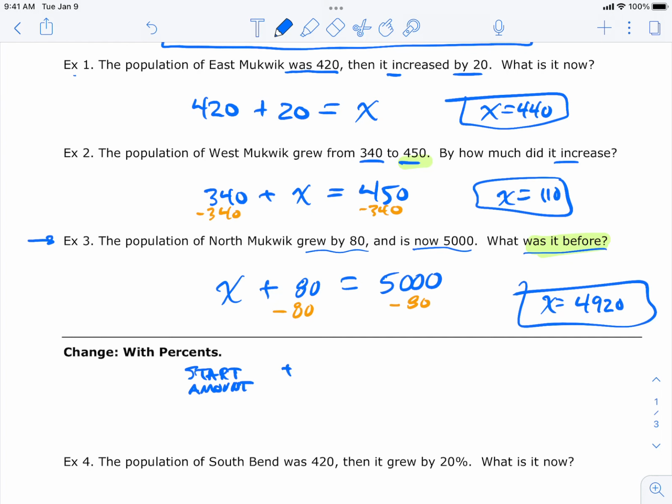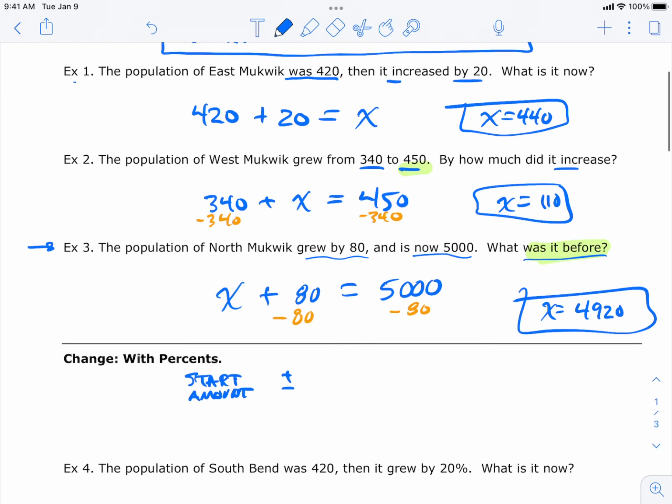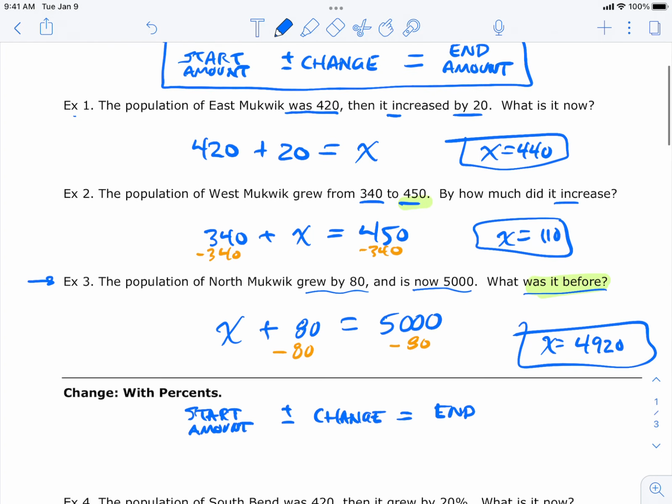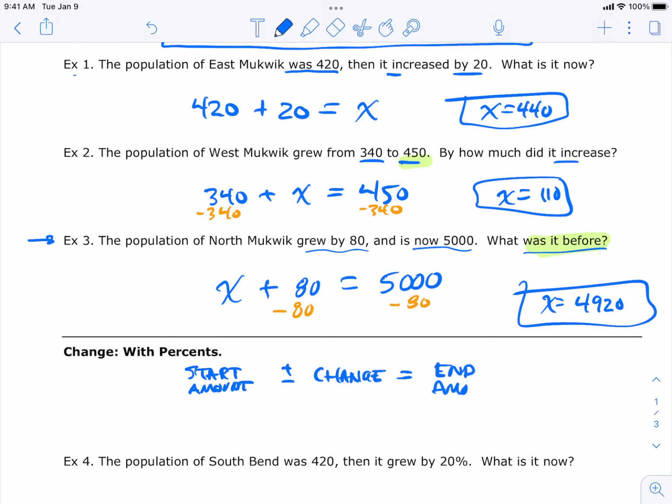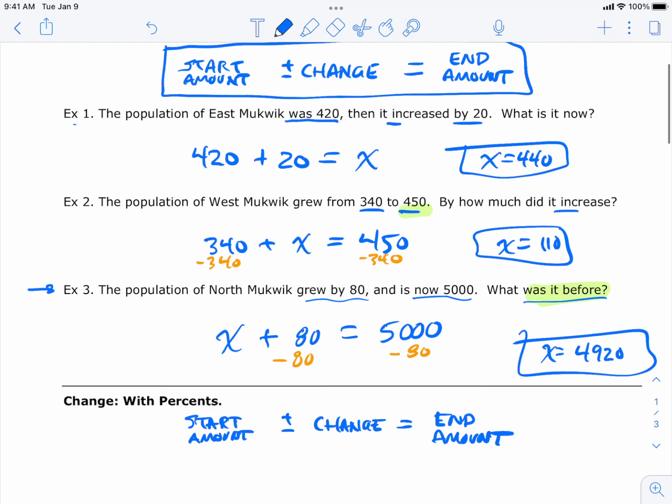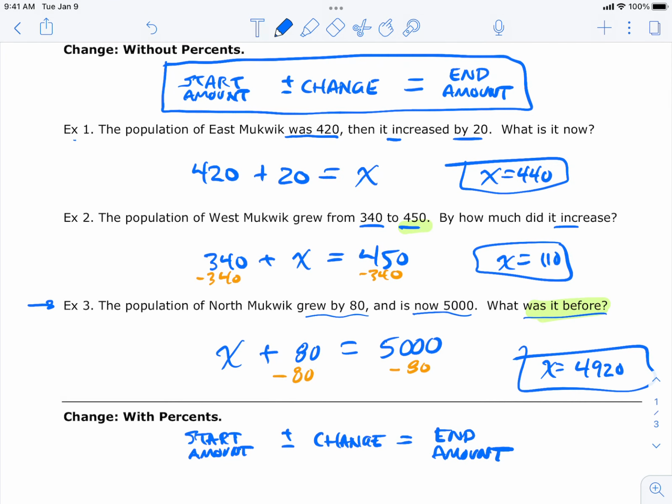And then you will either go up or down, increase or decrease. And then you will have the amount of your change. And after you change, you can figure out what your ending amount is. What did I call it up here? End amount. Do you see how that's different? Start amount plus or minus the change is the end amount.